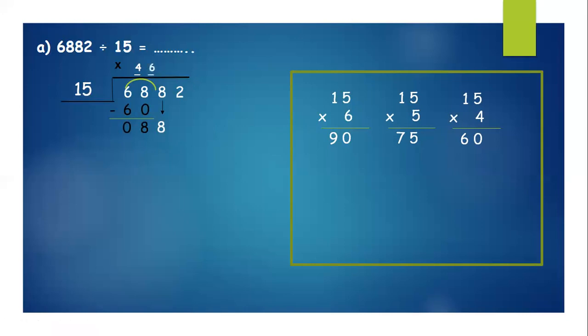So the answer is not 7. Now what about the 6? Also the answer is 90. It is bigger than 88. So it is not 6. Now what about 5? We already tried 15 by 5. We get 75. And 75 is smaller than 88. So yes, the answer is 5. And now 5 times 15 is 75. We write 75 under 88 and we subtract. 8 minus 5 is 3. 8 minus 7, 1. We get 13 and now we bring down the 2.